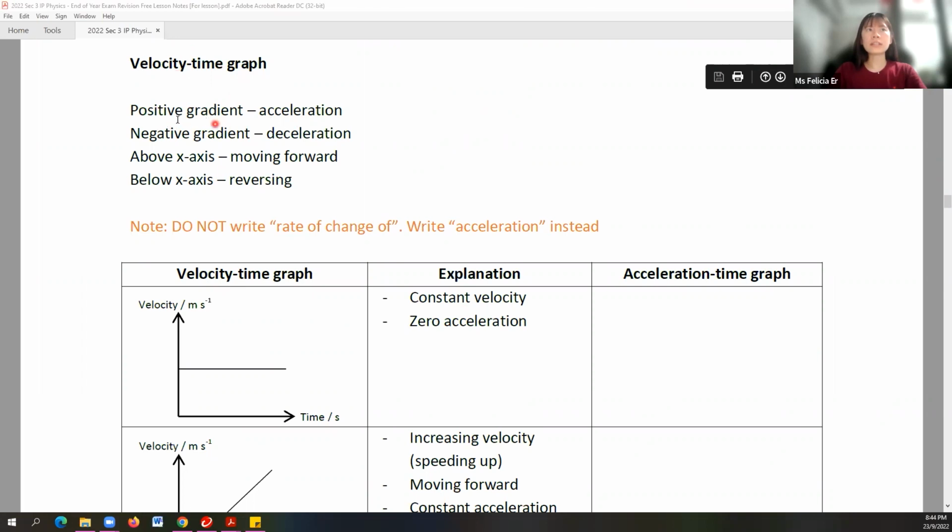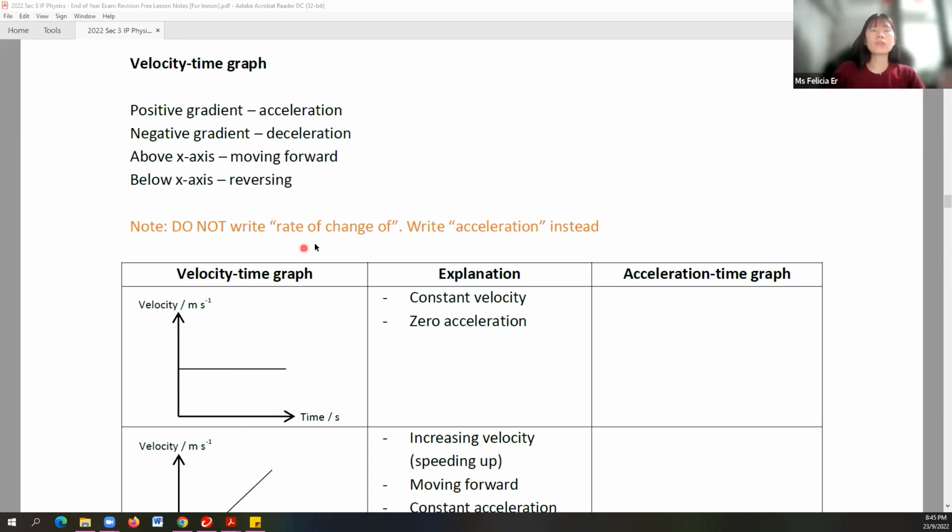For the velocity-time graph, if it's a positive gradient, that means the line is going up, it means it is speeding up, it is accelerating. If the graph is coming down, a negative gradient, then it means it is slowing down. Whether it is above or below the x-axis will tell you which direction it is moving. If it's above the x-axis, your velocity is positive. Positive means you are driving forward. But if your line is below the x-axis, that means you are reversing, because negative velocity means you're moving backwards.